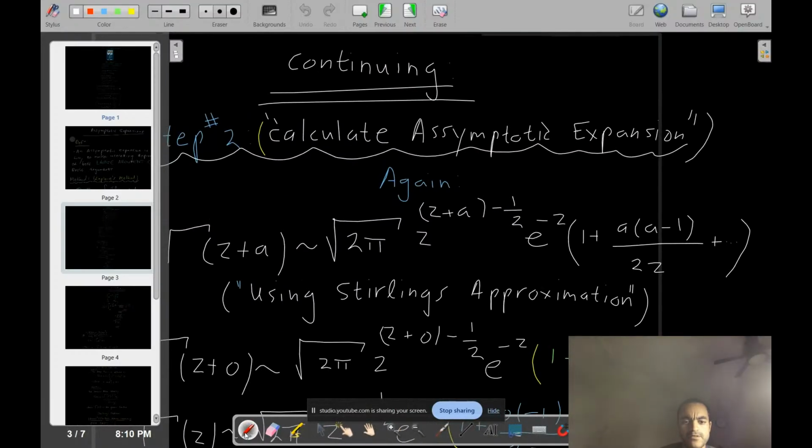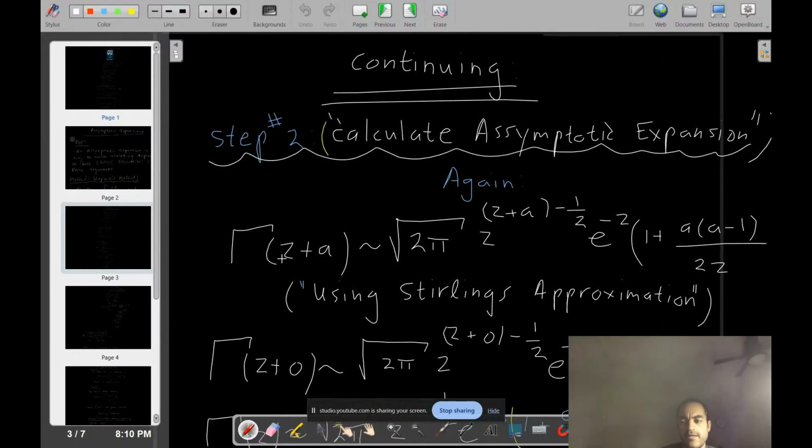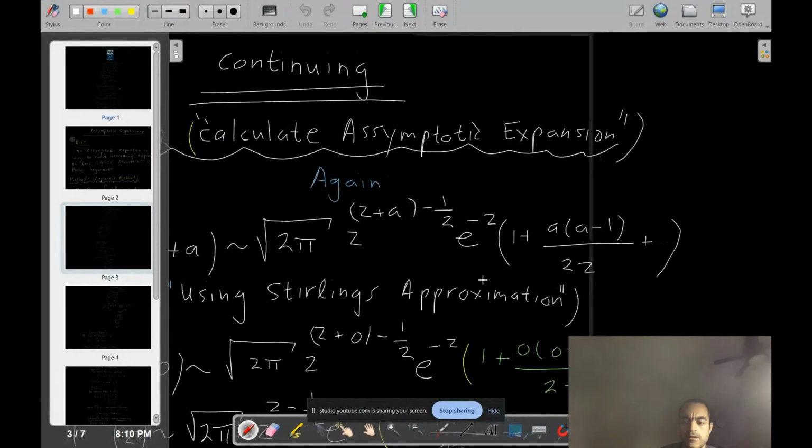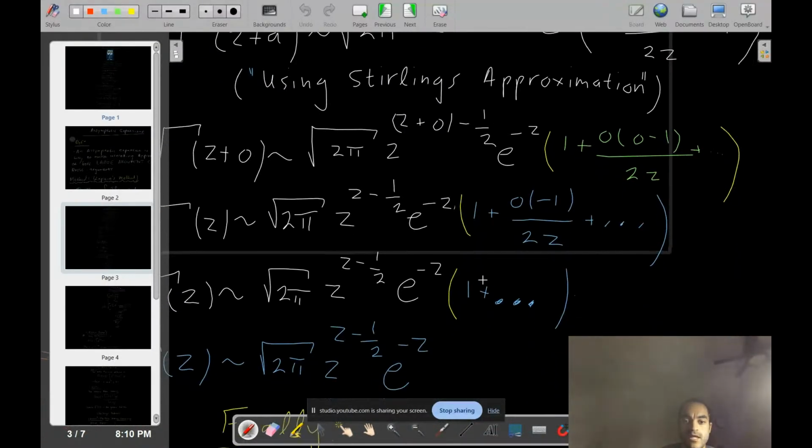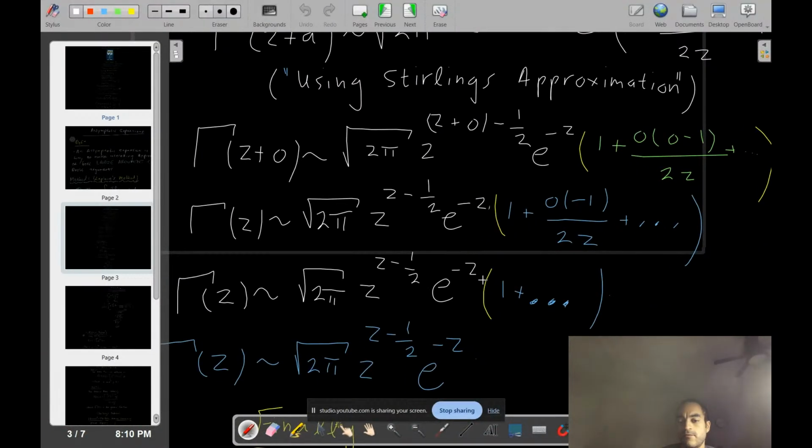Okay. Cleaning up the denominator. Again, I'm looking for gamma of z, its asymptotic expansion, a being 0. The asymptotic expansion would be root 2 pi times z to the whole power of z plus a minus a half times e to the negative z, and then parentheses 1 plus a times a minus 1 divided by 2z plus dot, dot, some type of infinite series product, right? Okay, so Stirling's approximation, a is going to be 0, right? So it's just algebra.